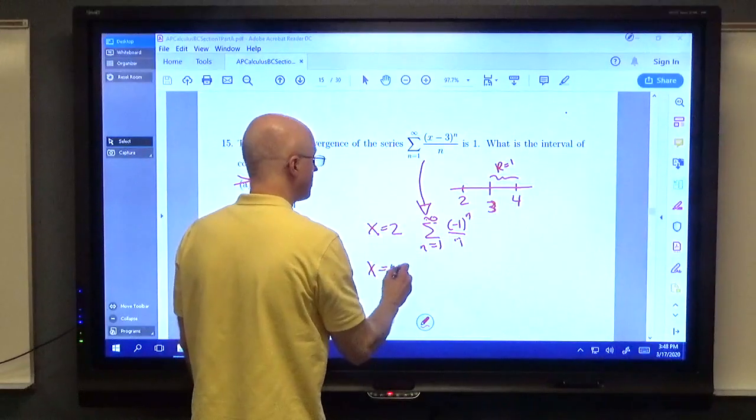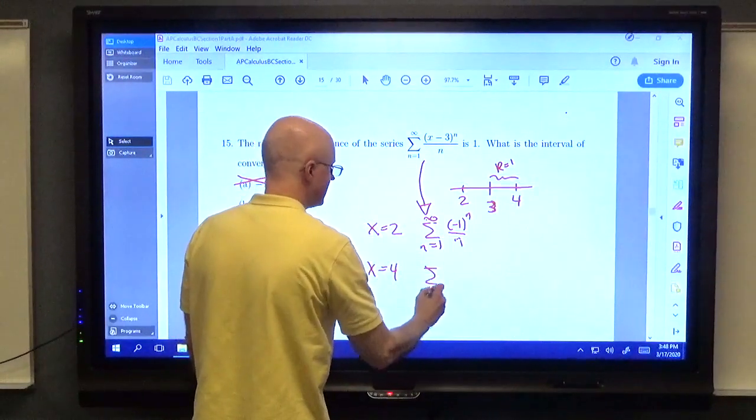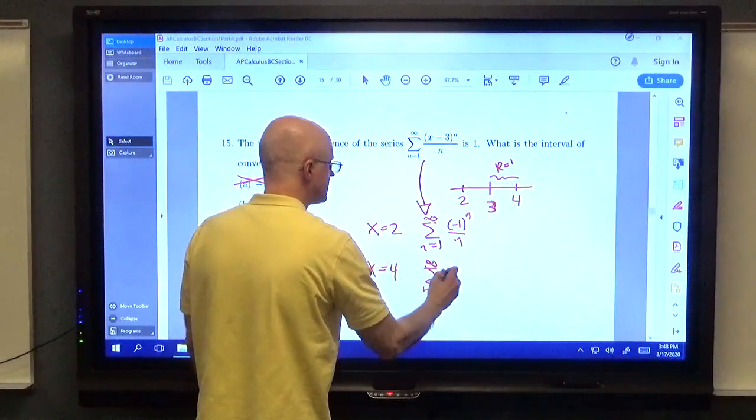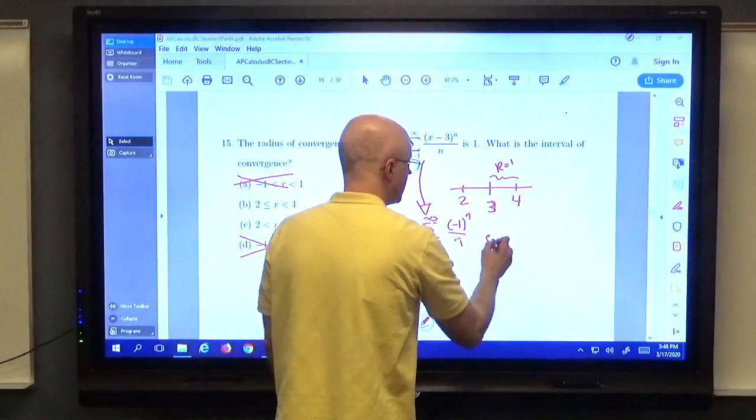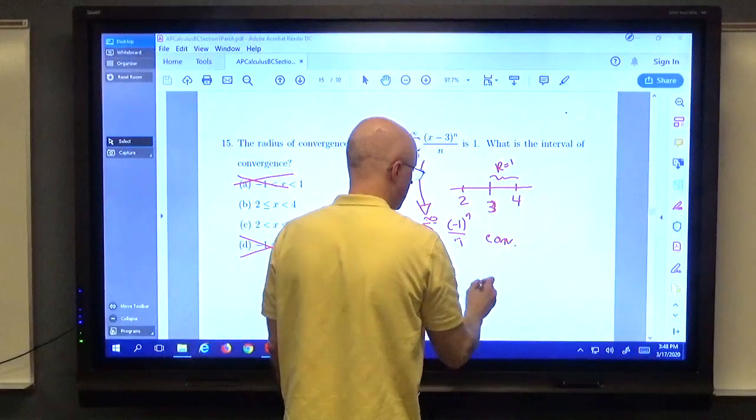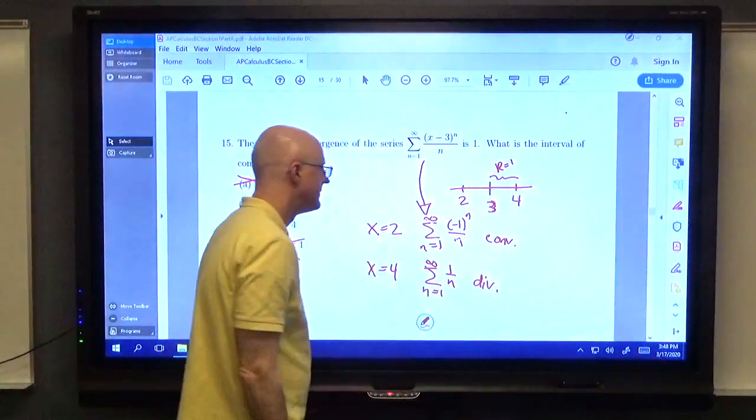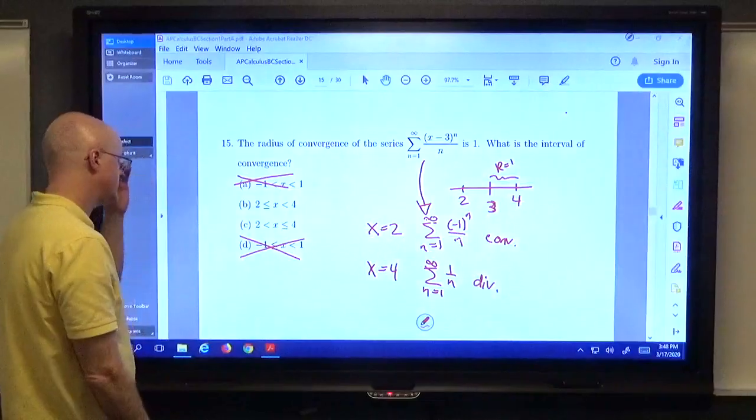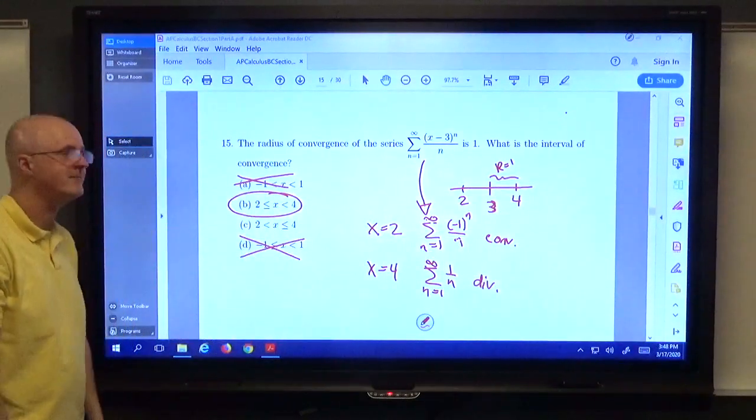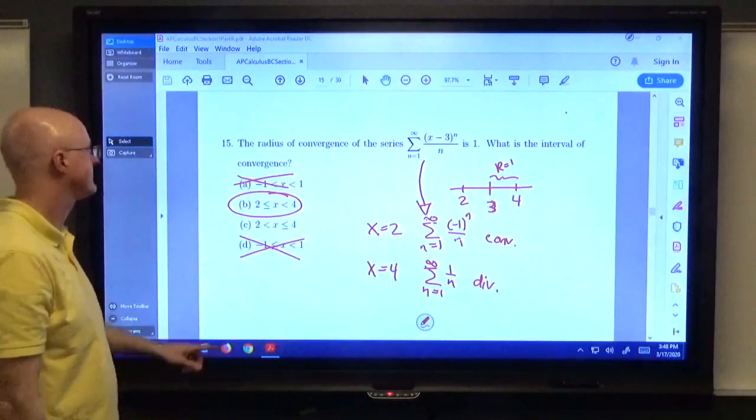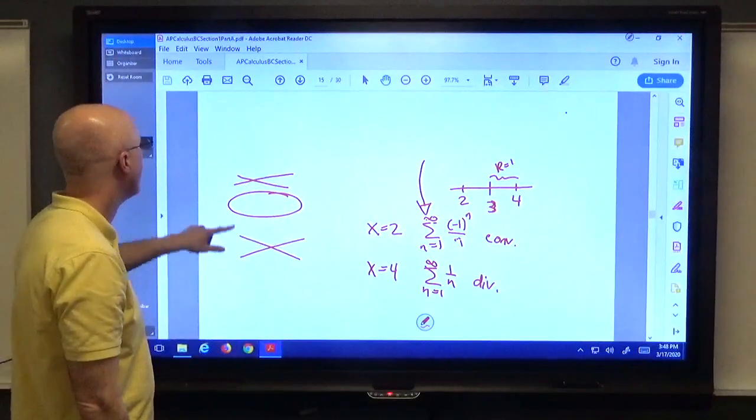When you plug in the other endpoint, 4, you get the harmonic series itself. Alternating harmonic series converges, the harmonic series itself diverges. Therefore, the power series converges at 2, but not at 4. B is the answer. You've got to check those endpoints. We're halfway done. Wow.